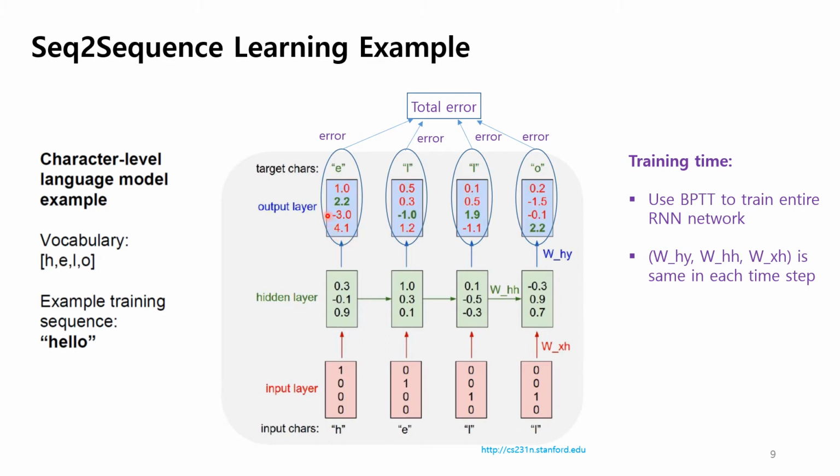So anyway, we compute the error. In this case, the output is O, and the true value is E. So there is an error. You compute the size of the error using maybe cross entropy. So we have an error here.